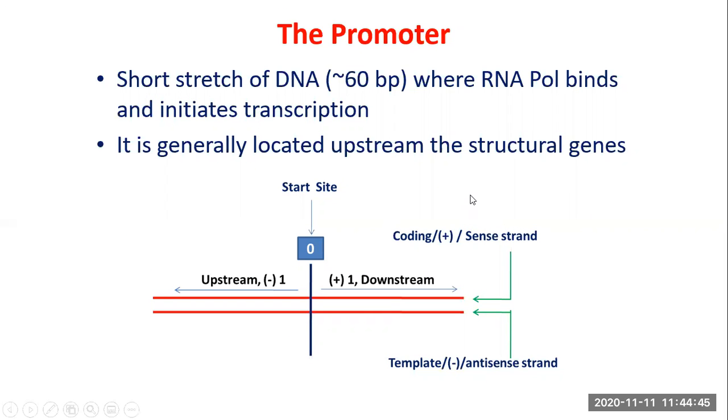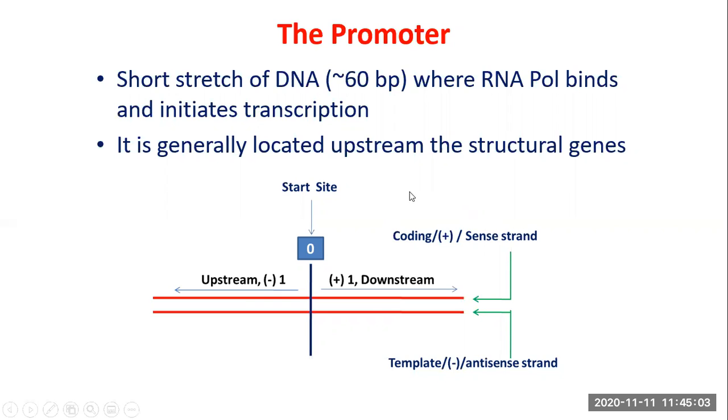Okay, so what exactly is a promoter? A promoter is a short stretch of DNA, approximately 60 base pairs in length, where RNA polymerase binds and initiates transcription. Where is it located? It is located upstream of the structural genes.